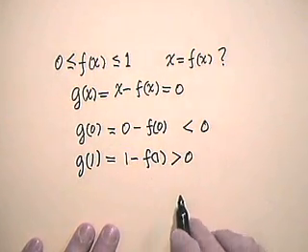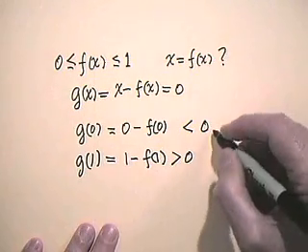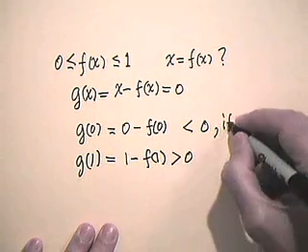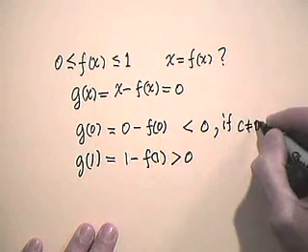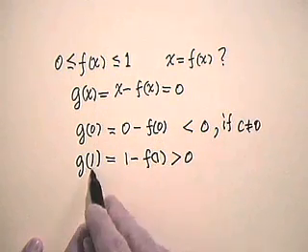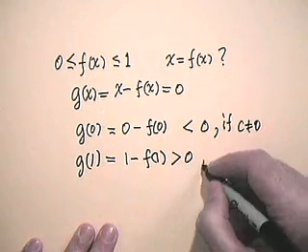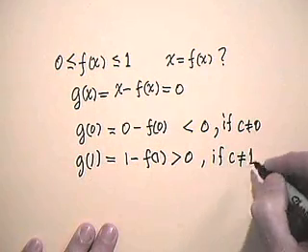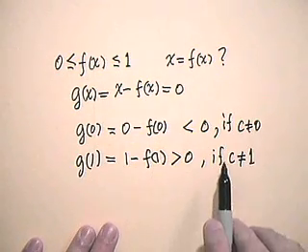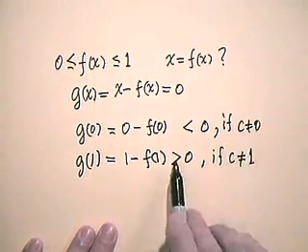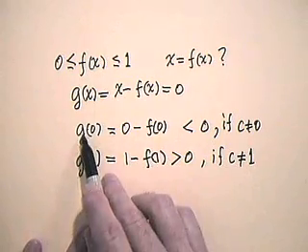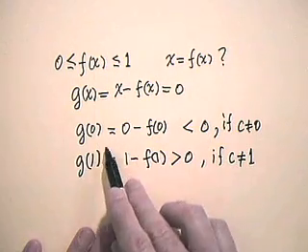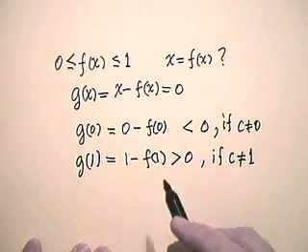And so you see what happens. g of 0 is less than 0 if c, the point we're looking for, cannot be 0. g of 1 is bigger than 0 if the point c we're looking for is not equal to 1. So now if the solution is neither 0 nor 1, we've got a continuous function g which is less than 0 at 0 and bigger than 0 at 1.